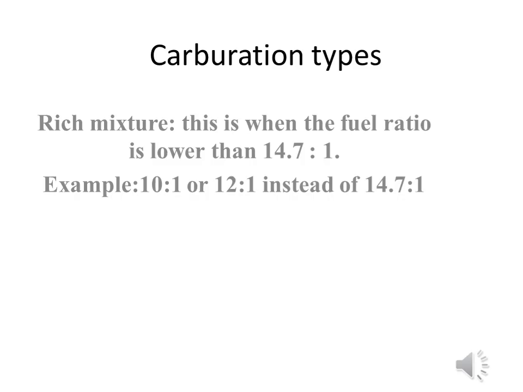Under a rich mixture, the fuel ratio is lower than 14.7 to 1, which is the average fuel ratio of a good functioning engine. So a rich fuel mixture is when the fuel ratio is lower than the 14.7 to 1 fuel ratio. For example, it may be 10 to 1 or 12 to 1 instead of the 14.7 to 1.